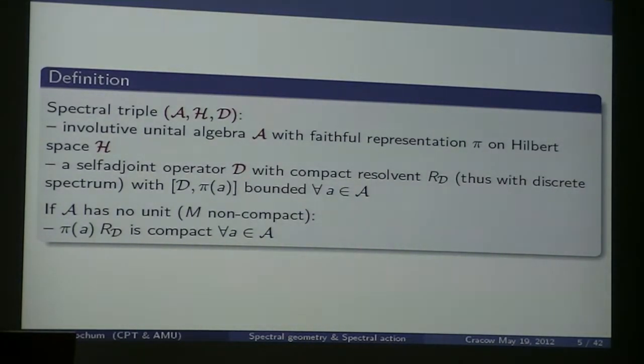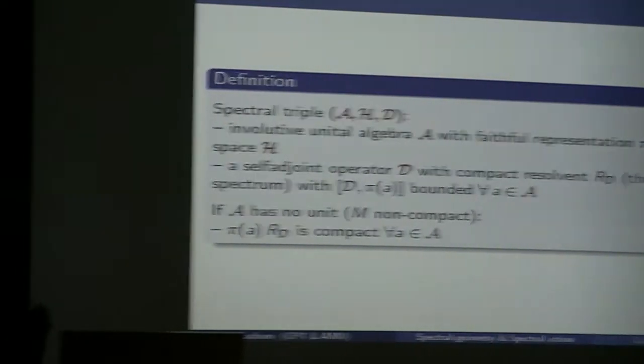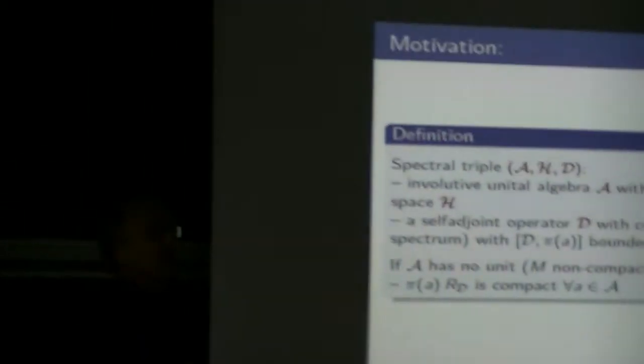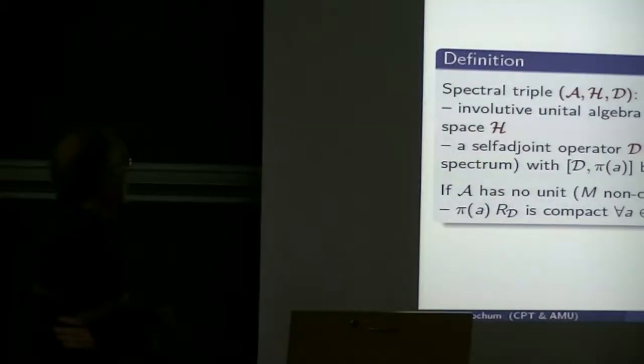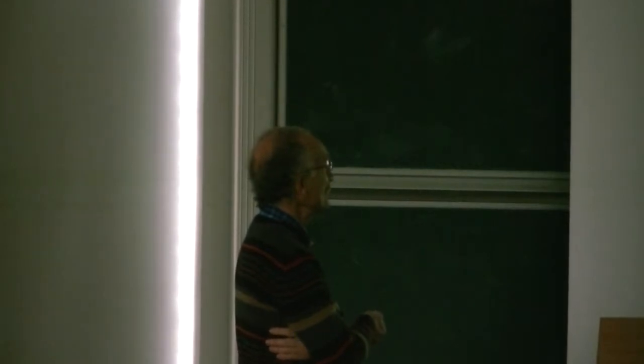That's it. So if D is a differential operator and A is a function, then the commutator is just the multiplication by the derivative of the function, right? And when A has no unit, which corresponds to the case when M is not compact, the manifold is not compact, then you assume that the resolvent times an element in the algebra is compact. This is a nice replacement.